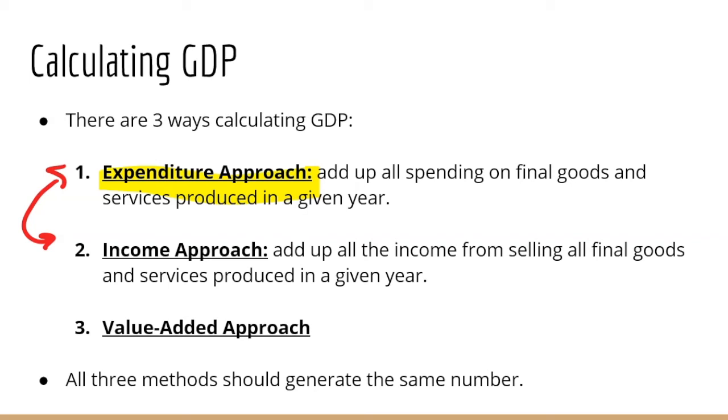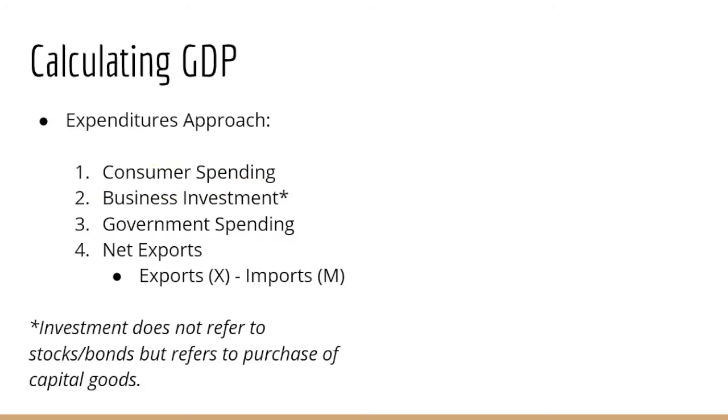Let's dive a little bit deeper into the expenditure approach. When we use the expenditure approach, there are 4 different components that make up GDP: consumer spending, business investment, government spending, and net exports. When we talk about investment, typically we picture buying stocks and bonds, buying a share of a company. But when we're calculating GDP, we are not looking at the investment in stocks and bonds, but instead at the investment in capital goods, goods that produce other goods. So that's just a quick note.